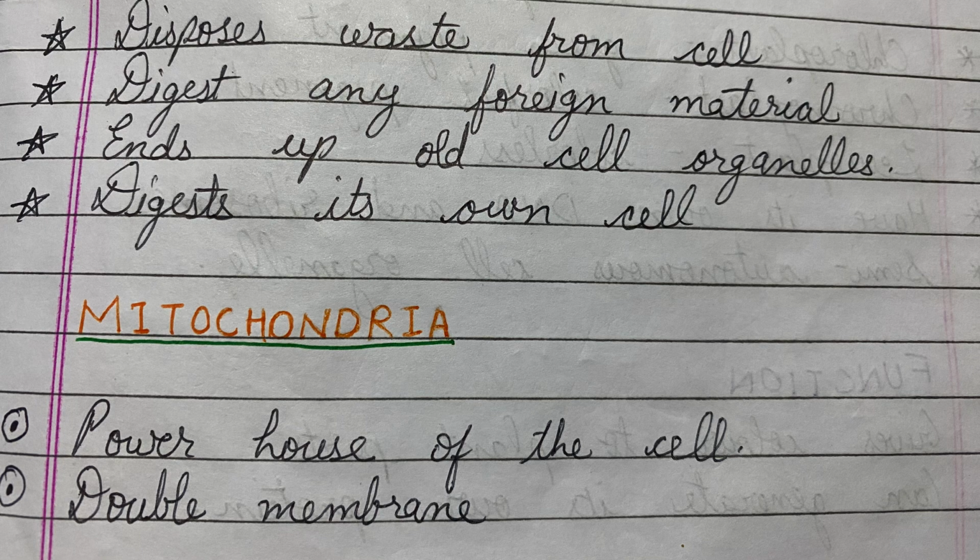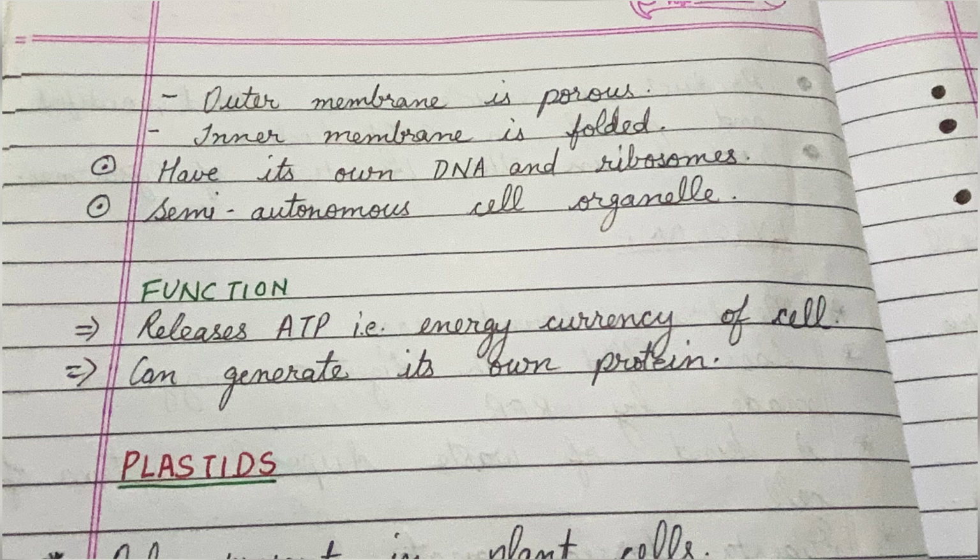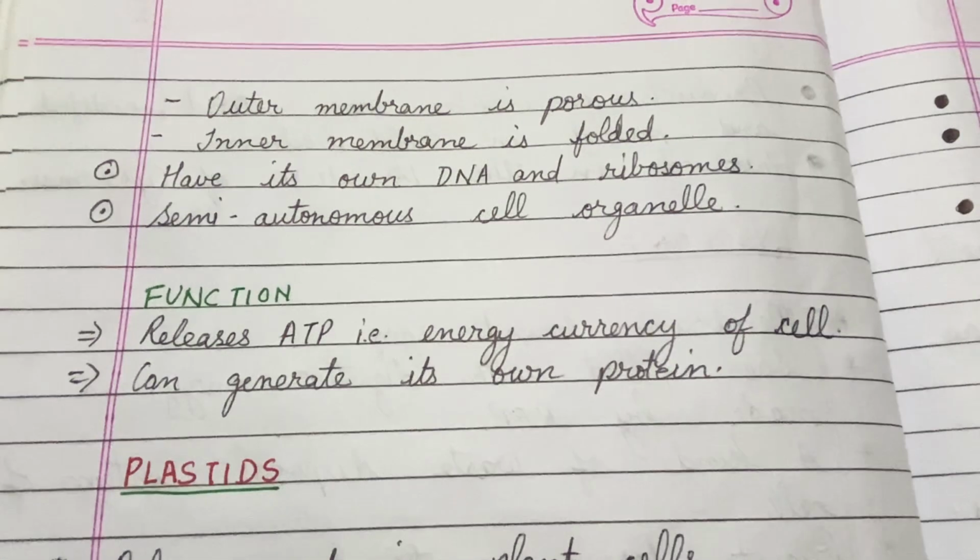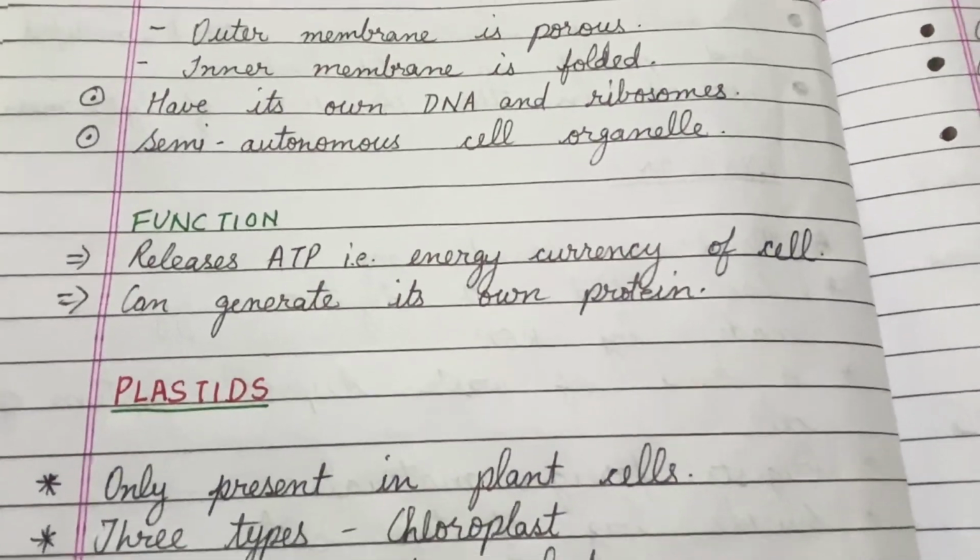For a cell to live, it has to perform various life processes. The performance of life processes needs energy. This energy is provided from mitochondria. That is why mitochondria is called the powerhouse of the cell. Mitochondria is a cell organelle having double membrane. The outer membrane is porous while the inner membrane is folded. It has its own DNA and ribosomes. That is why it is called the semi-autonomous cell organelle. Mitochondria releases ATP, which is the energy currency of the cell. It can generate its own protein.